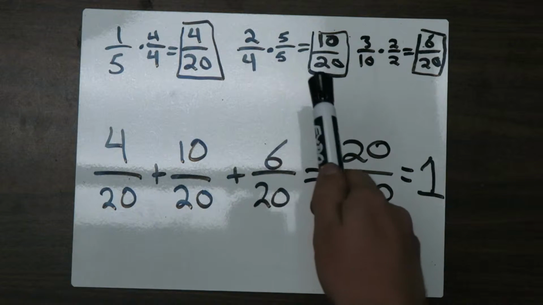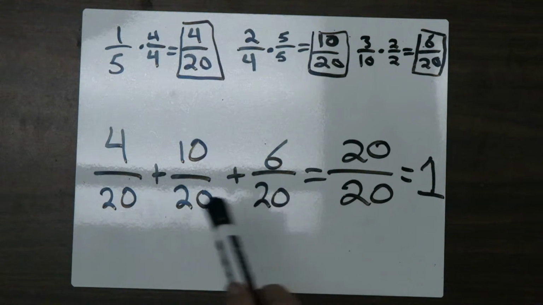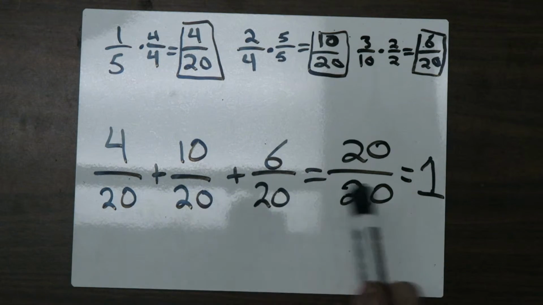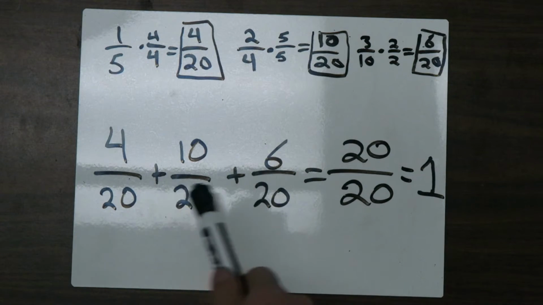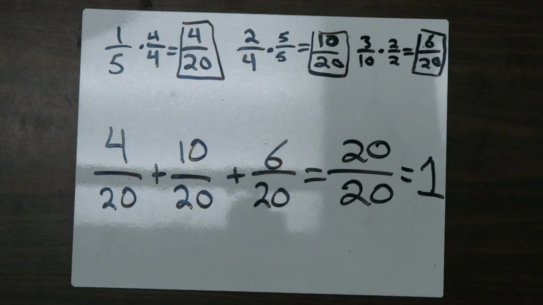So now they all have the same denominator. That's what we were looking for, and I can add them straight across. 4/20 plus 10/20 plus 6/20. I know my denominator is going to stay the same, and when I add across the top, I end up with 20/20. And I also know that that equals 1.